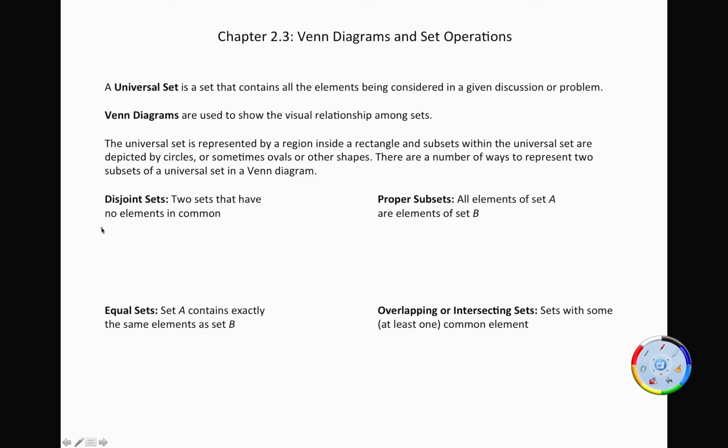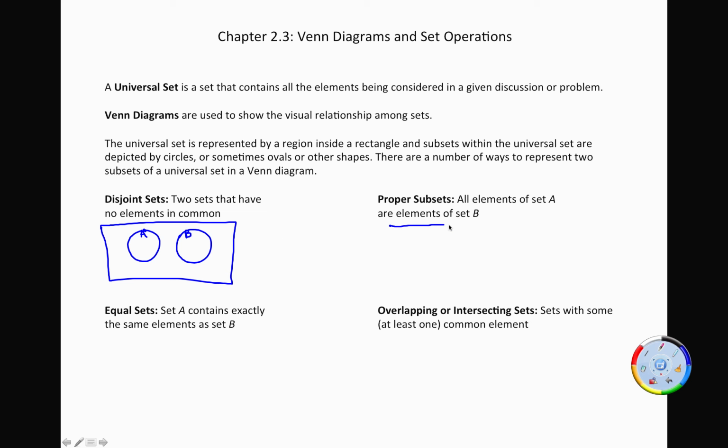Disjoint sets are sets that have no elements in common. So if I'm drawing a Venn diagram, the first thing I do is draw my rectangle, which represents the universal set. And then my circles inside here represent my two sets, set A and set B. If I draw them like this, then this represents disjoint sets. They have no elements in common. No matter how many elements are in here or here, there's not any elements that are in A and B.